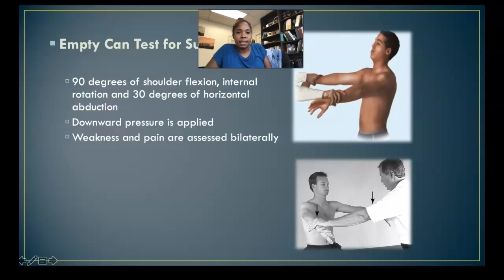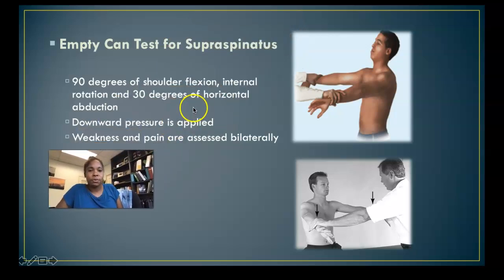All right, so here is that empty can test that I was referring to. You can see how that patient is at 90 degrees of flexion, 30 degrees of abduction, and that clinician is going to be pressing down on both arms. You do this at the same time to compare strength on both sides, right? So that downward pressure is applied, and what we're looking for is whether or not that shoulder actually falls down to the ground, and if so, then you're concerned.